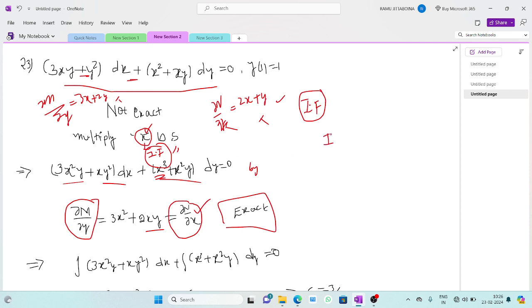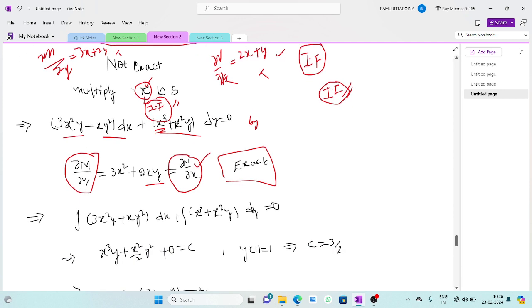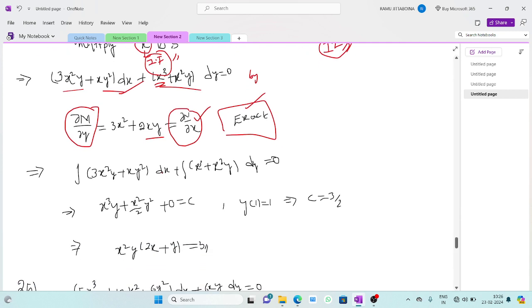You can ask how we can find the integrating factor. There are many methods to find an integrating factor. If you remember those methods, you can directly find the integrating factor. So our differential equation is exact now, and we have to integrate to find the solution. Then only will we get the solution of the differential equation.